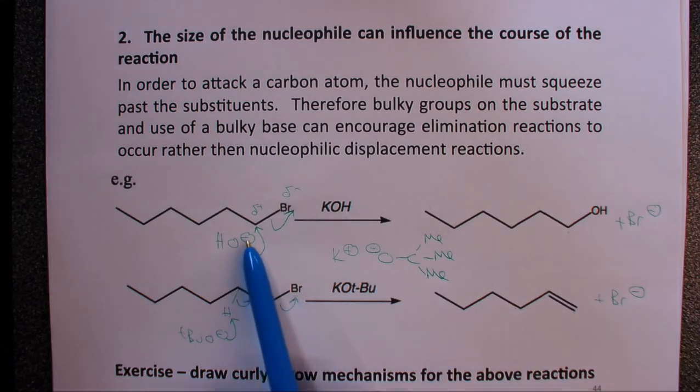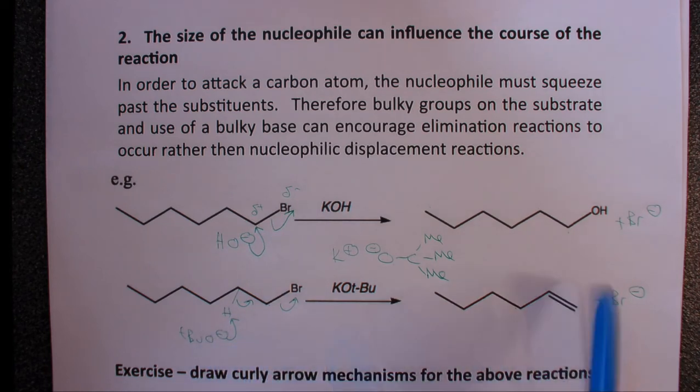So yeah, hopefully you're getting more familiar with drawing these. Always go from high electron density to low electron density. It's always what we're doing. And check that your atoms and your charge balance on each side.